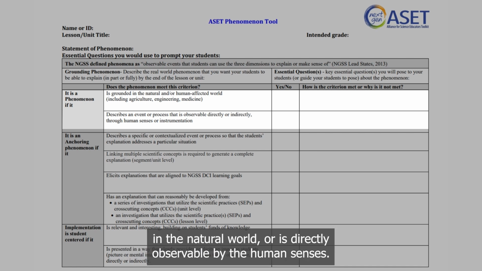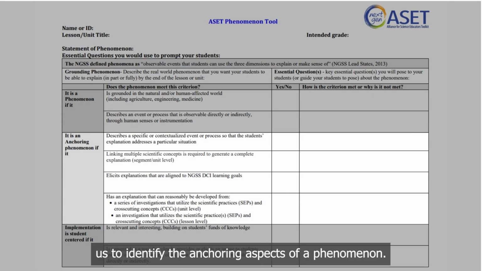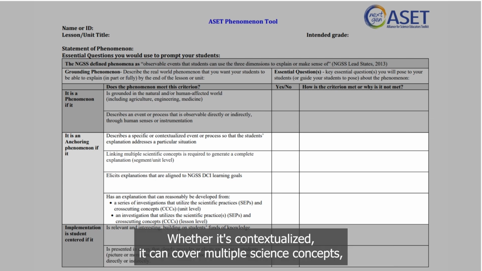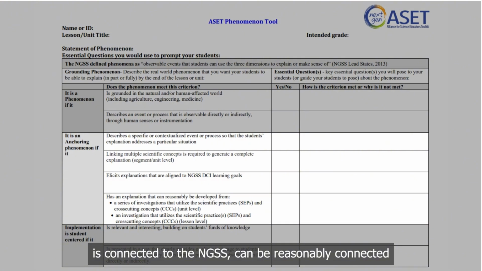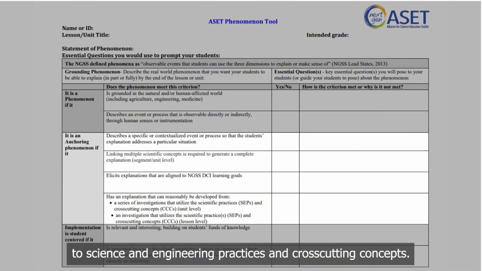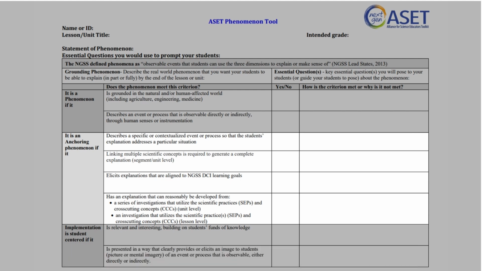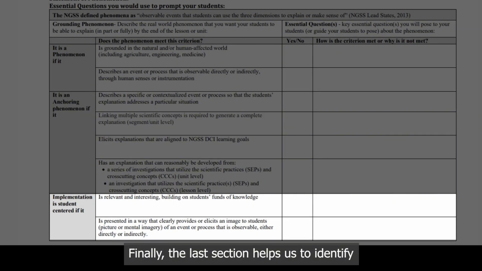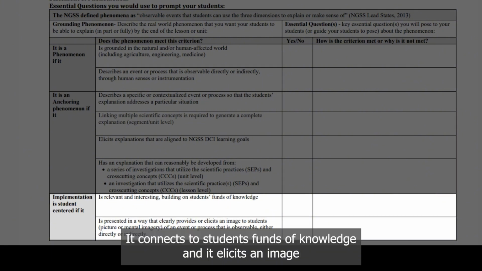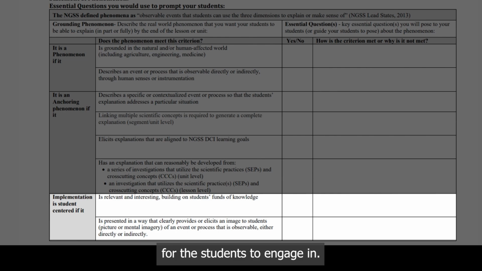The first section of the tool helps us to identify if a phenomenon is grounded in the natural world or is directly observable by the human senses. The next segment helps us to identify the anchoring aspects of a phenomenon, whether it's contextualized, it can cover multiple science concepts, is connected to the NGSS, it can be reasonably connected to science and engineering practices and cross-cutting concepts. Finally, the last section helps us to identify whether it's a good fit for students. It connects to students' funds of knowledge, and it elicits an image for the students to engage in.